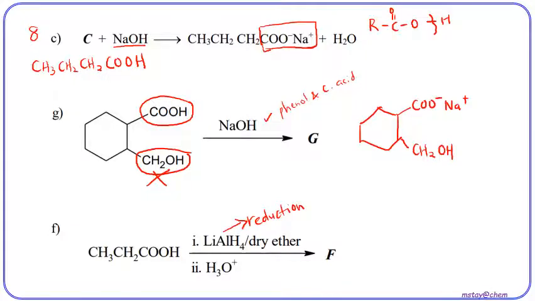So for F, we can see the lithium aluminum hydride in dry ether, this is the reduction. We know that reduction of carboxylic acid will produce primary alcohol. So CH3, CH2, the alkyl group maintained. The COOH will become CH2OH because we want to change it to a primary alcohol.